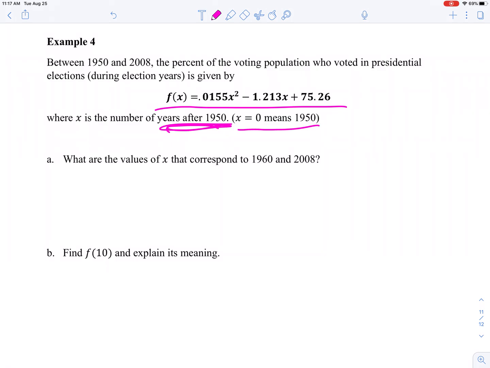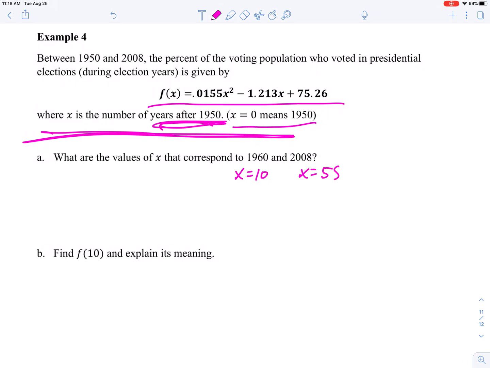All right. So part A, what are the values of x that correspond to 1960 and 2008? Again, here's the definition of x. How many years after 1950 is 1960? Well, that one's easy. 1960 means your x value is 10. 2008, how many years after 1950 is that? Well, from 1950 to 2000 is 50 years, plus 8 more to get to 2008. So this one would be x equals 58.